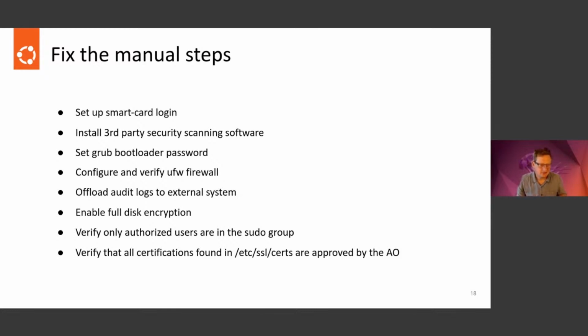The USG tool can't know whether people are authorized for sudo or not, so you just need to check that manually. And the STIG also recommends that all the SSL certificates on the system have been approved by the authorizing authority. Again, we don't know who or what the authority might decide is approved, so you'll need to check that those match the requirements that you have.